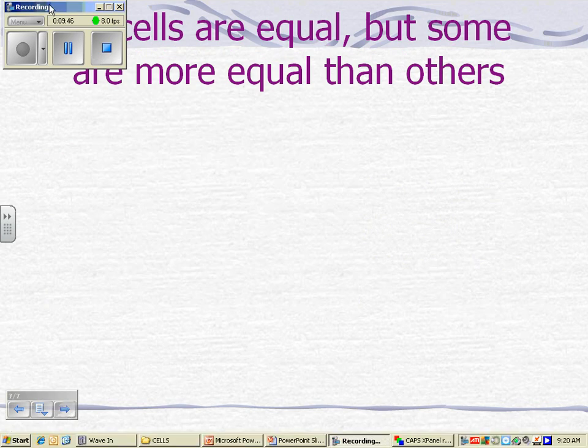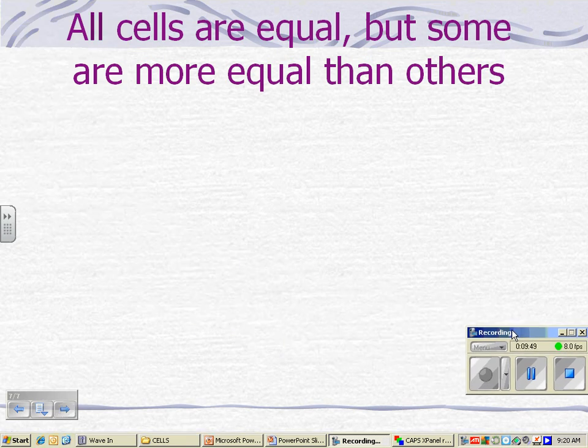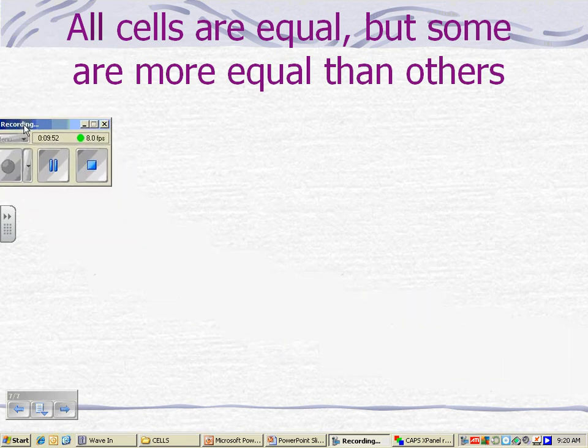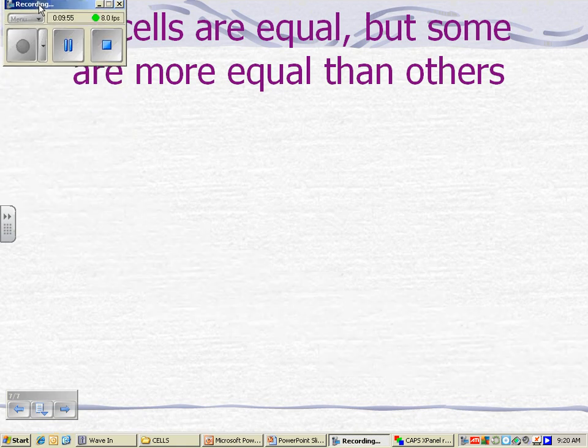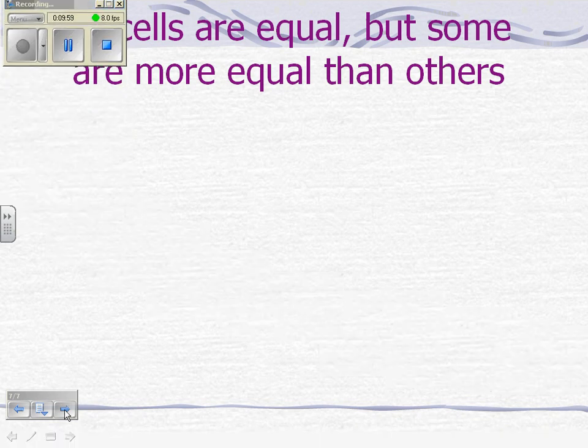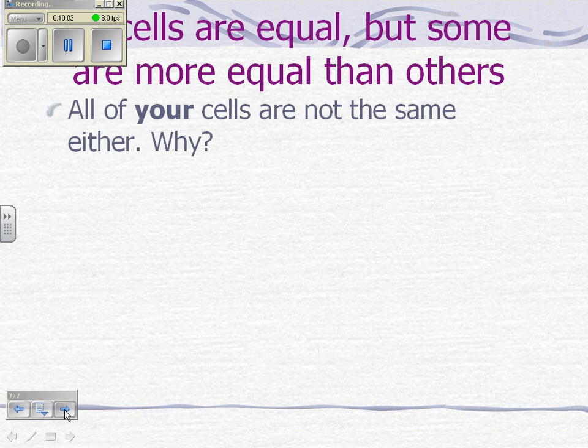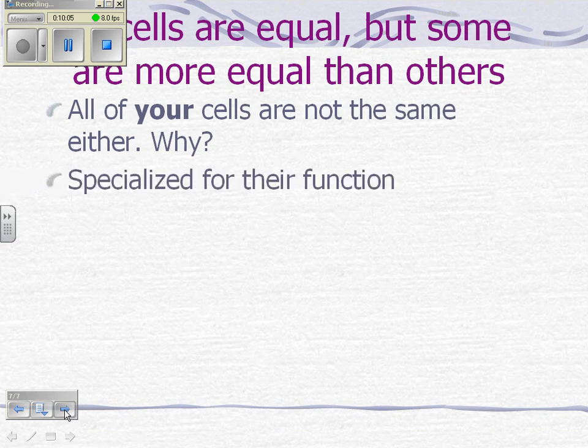So, to finish here, all cells are equal, but some cells are more equal than others. What does this mean? All of your individual cells are not the same either. Why? Well, the first reason is that you have cells specialized for their function. Right now, what I want you to do in your notes is jot down a couple examples. Think of a couple of different kinds of cells you have, and see if you can think of what they do. You might have to pause this presentation to do it. I'm going to ask you for these next time.